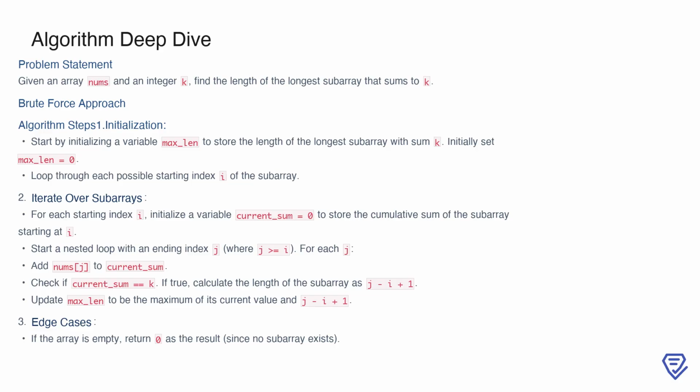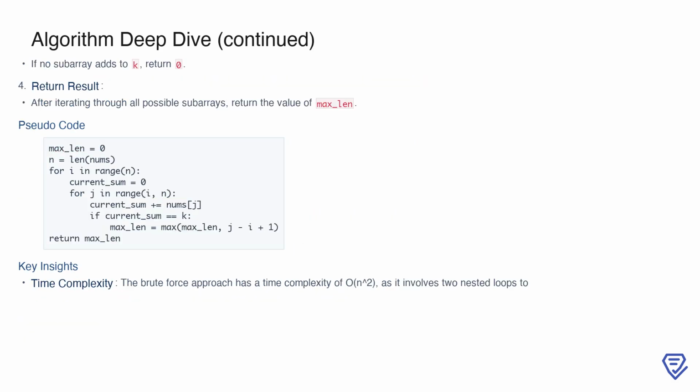Additionally, we account for edge cases, such as an empty array, where no subarray exists, and the result should simply be 0. In cases where no subarray sums to k, the algorithm will return 0 as the result after completing all iterations. After checking all possible subarrays, the value of max_len will hold the length of the longest subarray with a sum equal to k, which we then return.